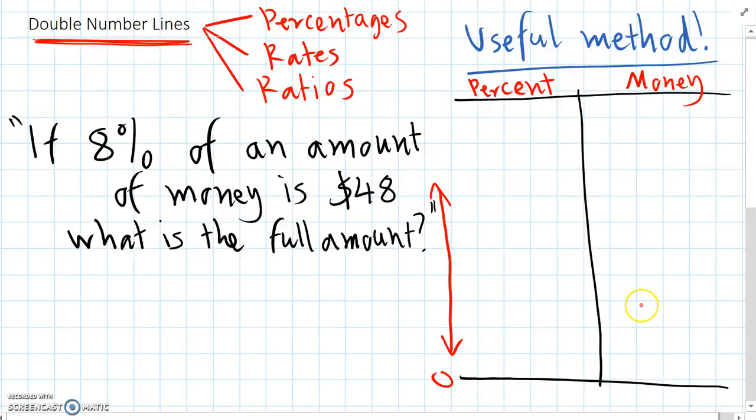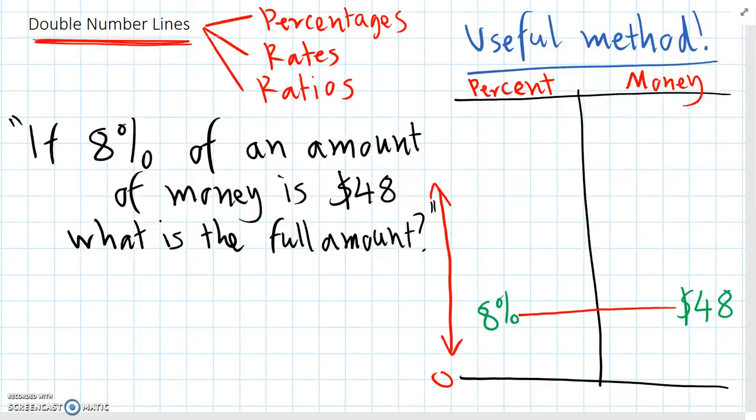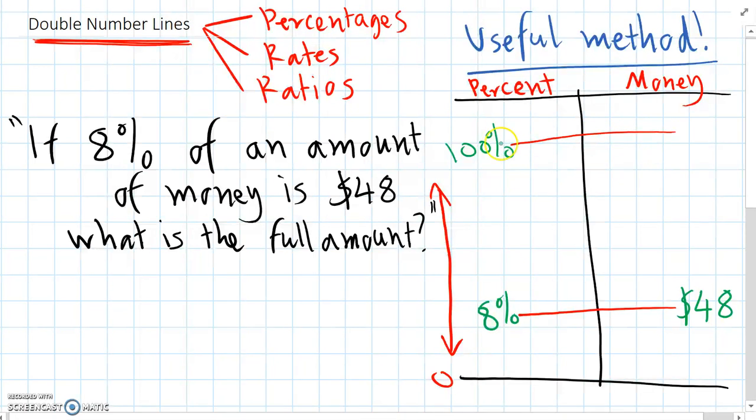So we know that 8%, and we'll write that down here. So on the percentage side, we have 8%. That's equal to $48. So 48 goes on the money side. But we want to know what's the full amount of money. So the full amount of anything is 100%. So that's going to be right up here. And we want to know how much money is 100% in this case.